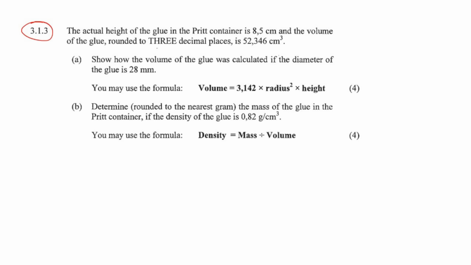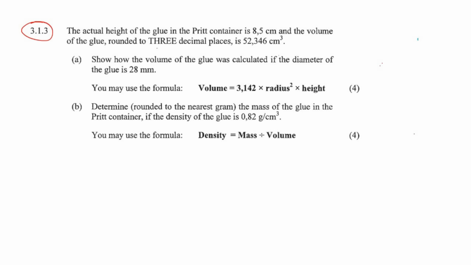This one says that the actual height of the glue in the Prit container is 8.5, and the volume of the glue is 52.346. Show how the volume of the glue was calculated if the diameter of the glue is 28. You may use this formula. By the way, I left out the glue stick in this question because we don't actually need it.